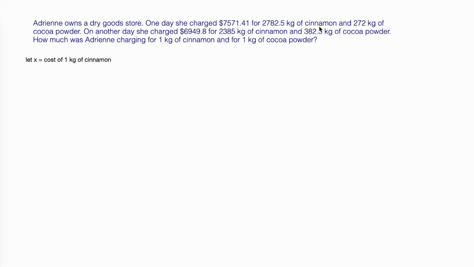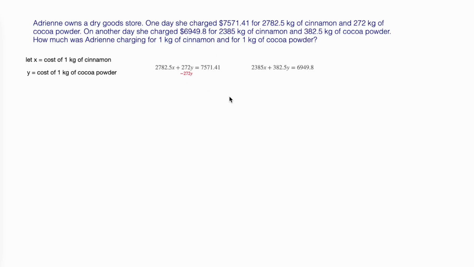Let X be the amount charged per 1 kilogram of cinnamon, and let Y be the cost of 1 kilogram of cocoa powder. We know that she sold 2,782.5 kilograms of cinnamon times that cost plus 272 kilograms of cocoa powder times its cost is the $7,571.41 that they were charged on the first day. On the other day, 2,385 kilograms of cinnamon were sold and 382.5 kilograms of cocoa powder was sold times the cost of the cocoa powder, and that came out to a total of $6,949.80. We have these two equations.